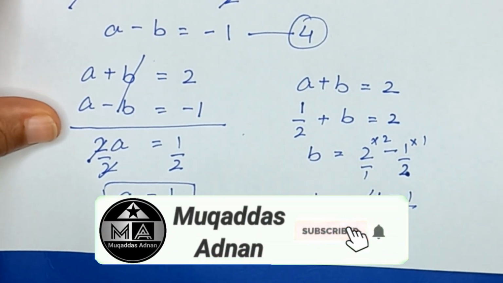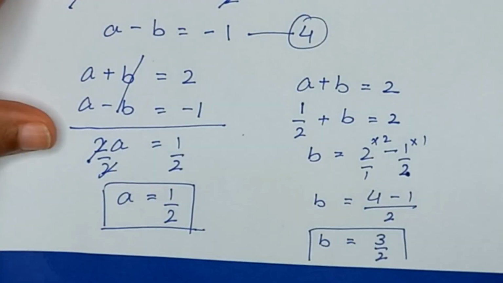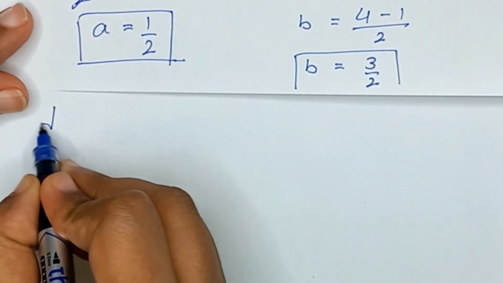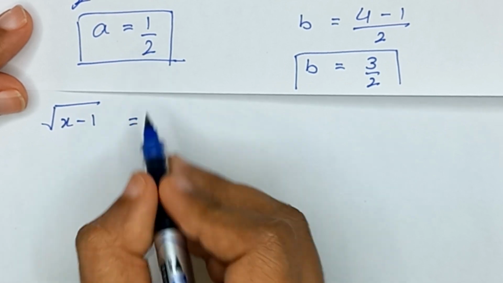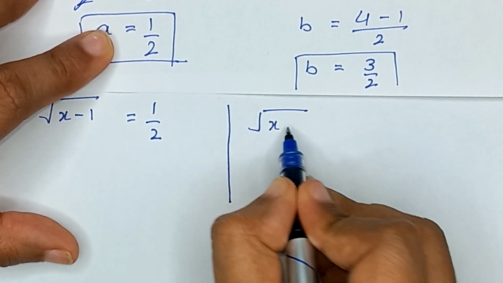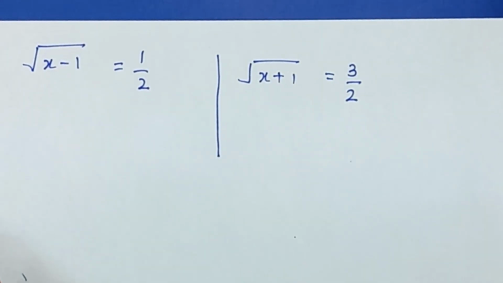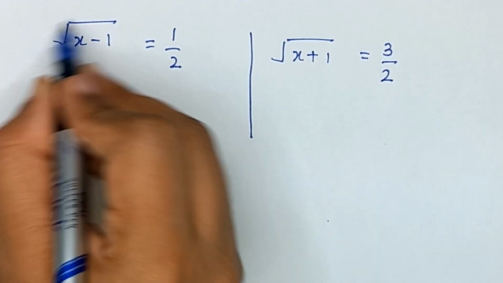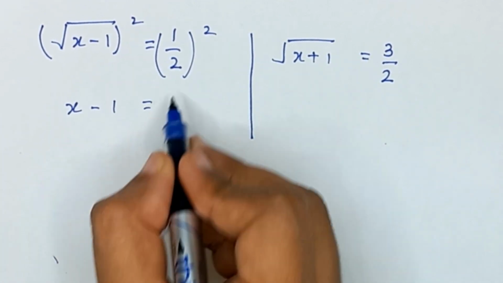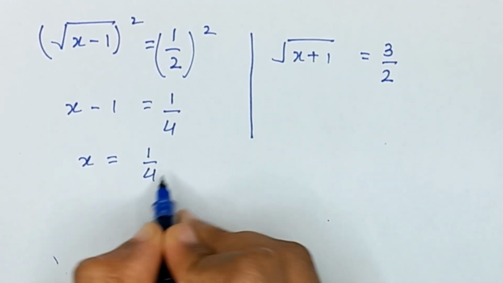But a is equal to square root of x minus 1 and b is equal to square root of x plus 1. So a is square root of x minus 1 and it is equal to 1 divided by 2. And b is square root of x plus 1 and it is equal to 3 divided by 2. Now by applying square on both sides, we will find the value of x. So it will become x minus 1 is equal to 1 square is 1 and 2 square is 4. So from here x is equal to 1 divided by 4 plus 1.